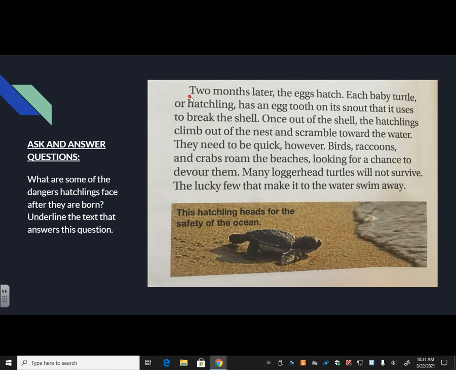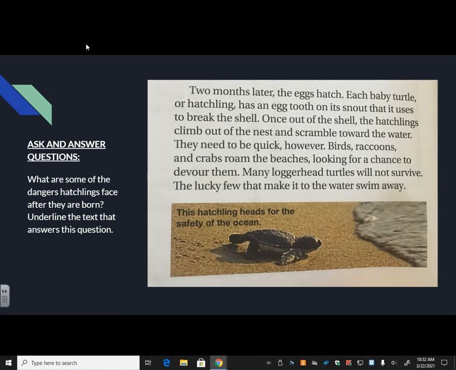Two months later, the eggs hatch. Each baby turtle or hatchling has an egg tooth on its snout that it uses to break the shell. Once out of the shell, the hatchlings climb out of the nest and scramble toward the water. They need to be quick, however. Birds, raccoons, and crabs roam the beaches looking for a chance to devour them. Many loggerhead turtles will not survive. The lucky few that make it to the water swim away.